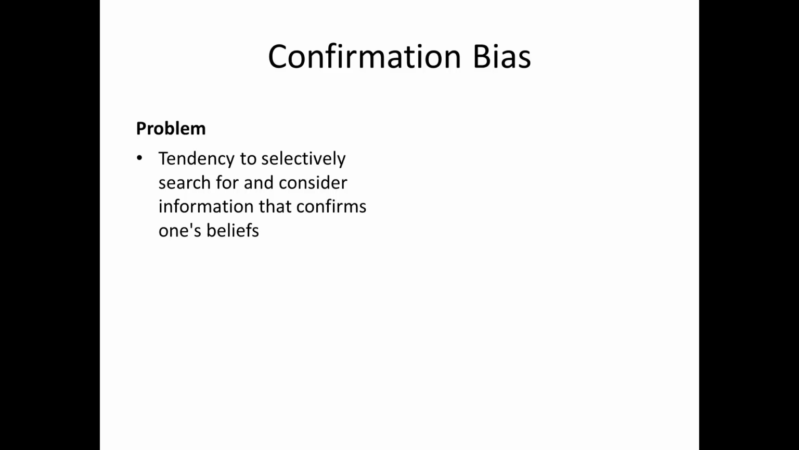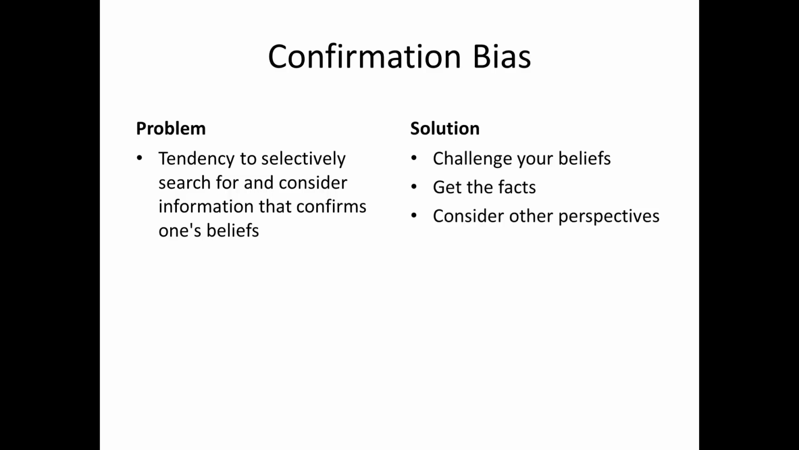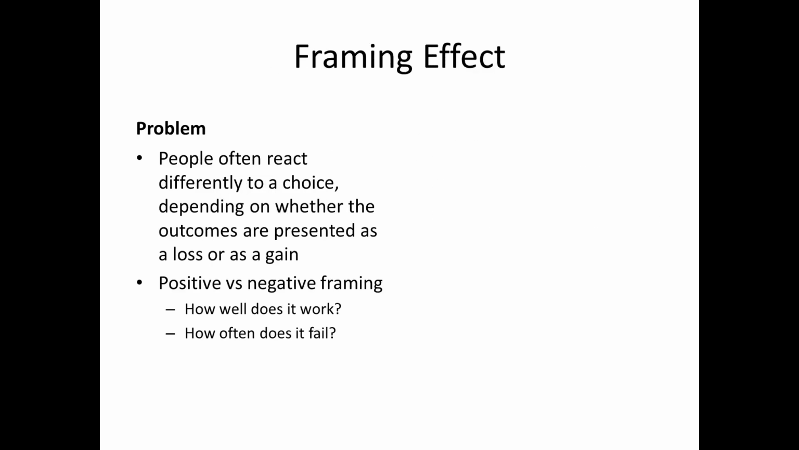By making sure people don't ignore base rates, the frequency with which things occur, we can hold down the effect of representativeness. Confirmation bias is the tendency to selectively search for and consider information that confirms one's beliefs. So we spend some time challenging people's beliefs. We give them 3 days to get the facts and to share ideas with one another and then to consider other perspectives.